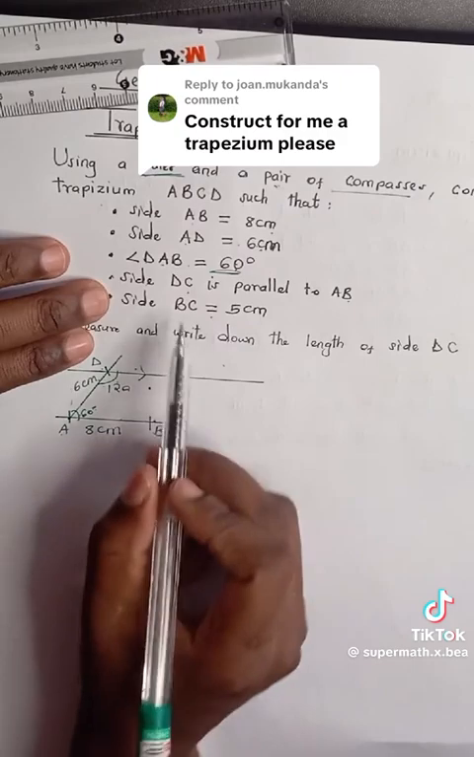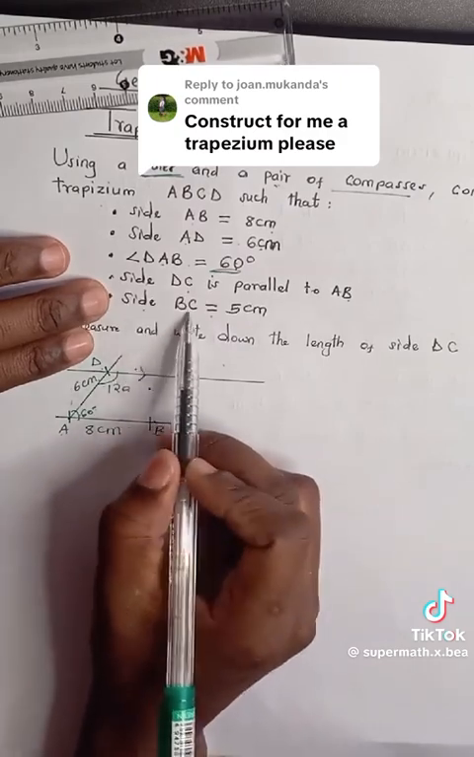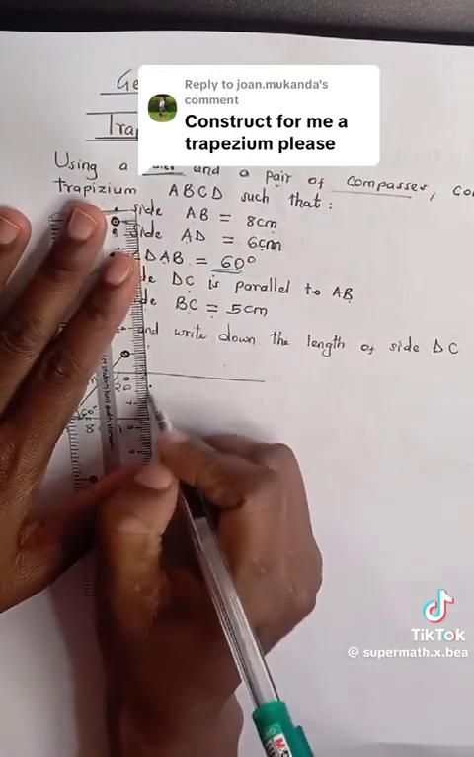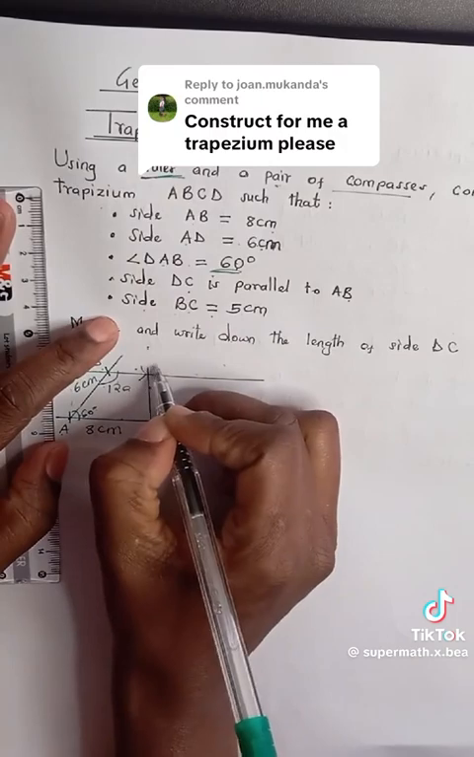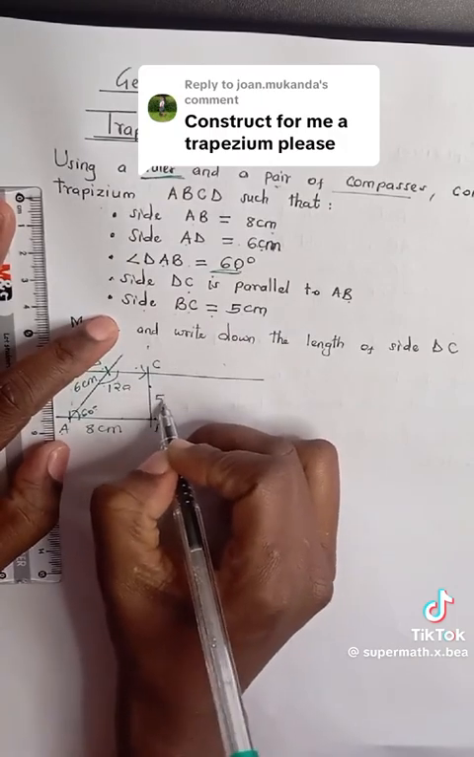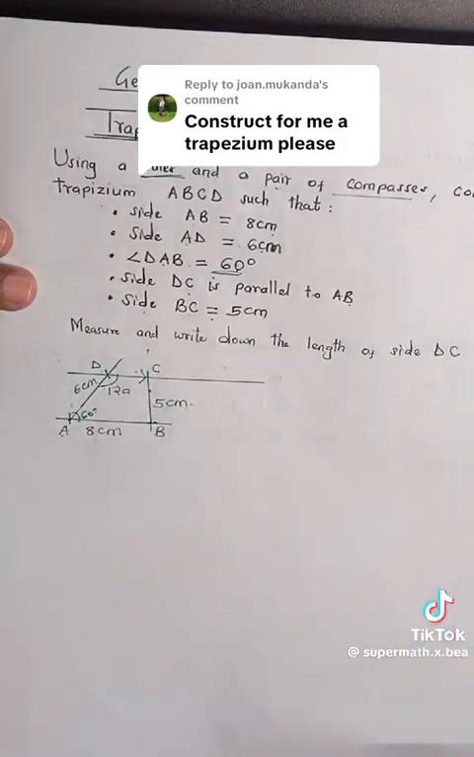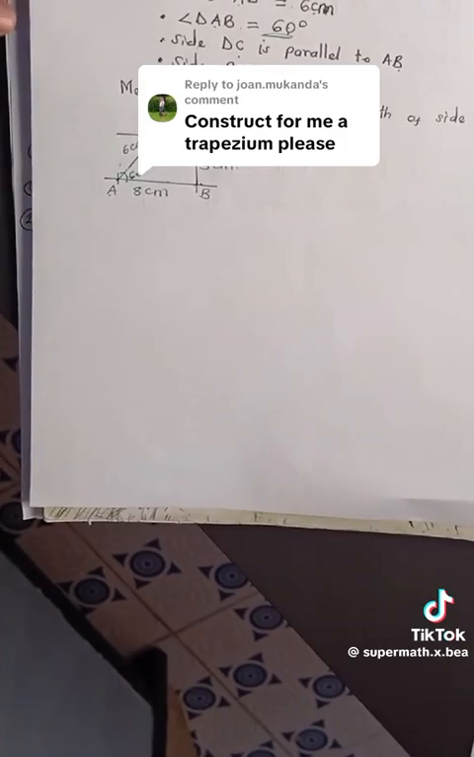And we are given that side BC is 5 centimeters. We assume this is our line BC, and it is 5 centimeters. From there we can go straight to construction, right?